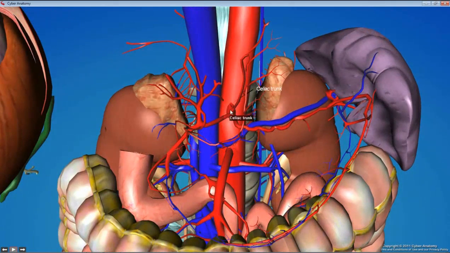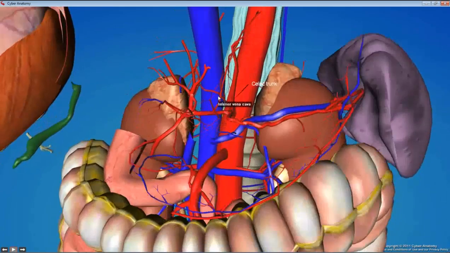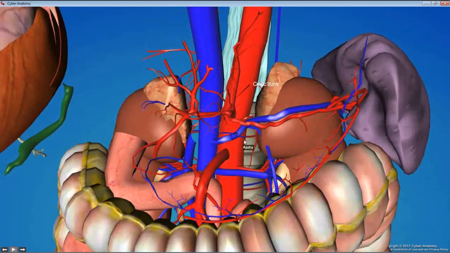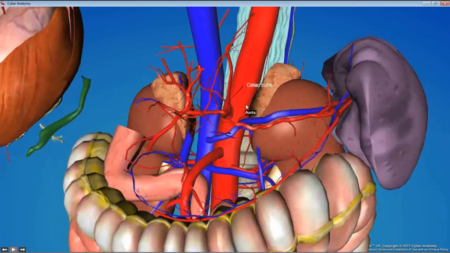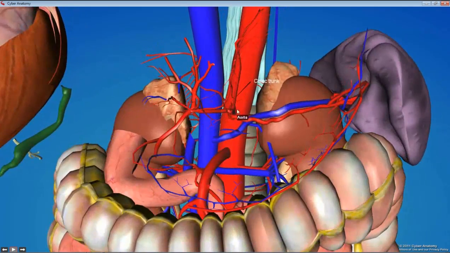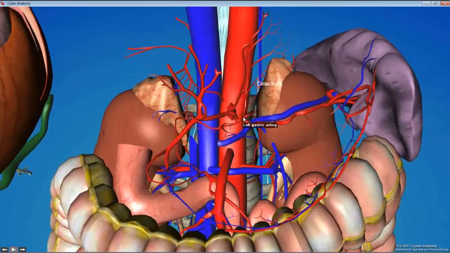Here is our celiac trunk branching anteriorly from the aorta. If you remember from lecture, it comes off at about the vertebral level T12. If we look at the vertebrae behind, this is L1 here. T12 isn't represented, but it would have been right here at the level of that celiac trunk. And also similar to our drawing in class, there's three major branches that come from the celiac trunk directly.